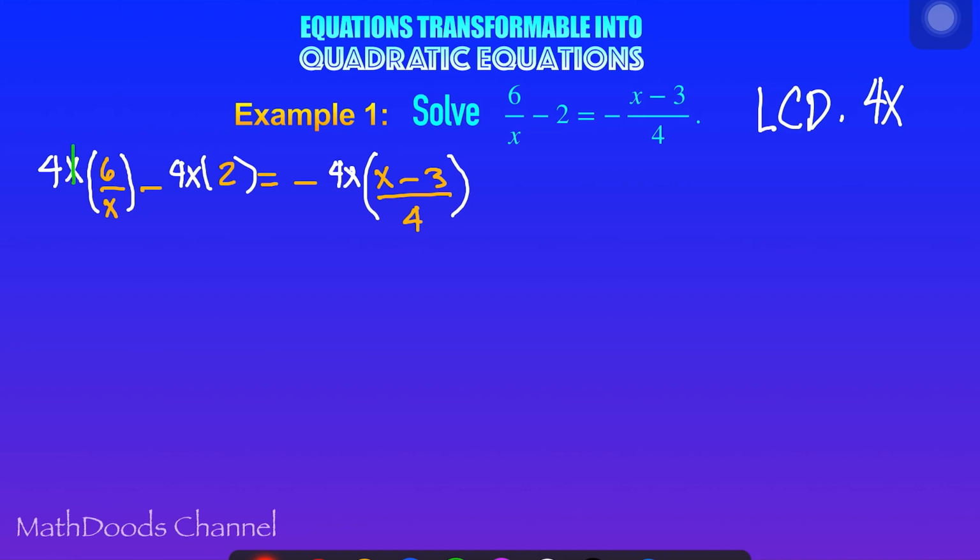Tapos, pwede tayong mag-cancellation. Cancel si x. Tapos, cancel si 4. Ayan, i-solve na natin. Mawawala na yung denominator niya. Magiging, ito na, 4 times 6, kasi wala na yung x na cancel. So 4 times 6 is 24. Minus 4x times 2 is 8x.